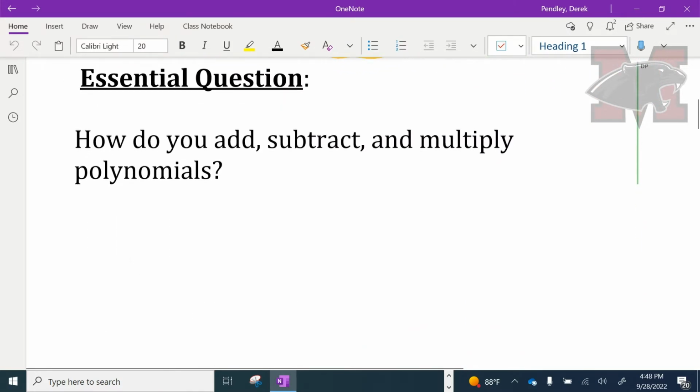All right, so here's today's essential question. How do you add, subtract, and multiply polynomials? So we're going to look at this today. The past 2 days, we were able to write a polynomial in standard form, identify the leading coefficient, identify the highest degree of that polynomial.